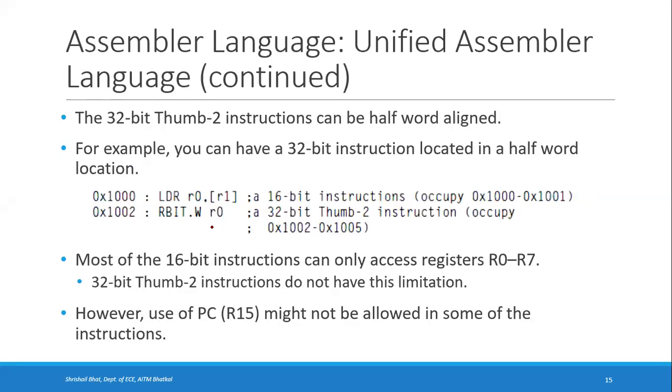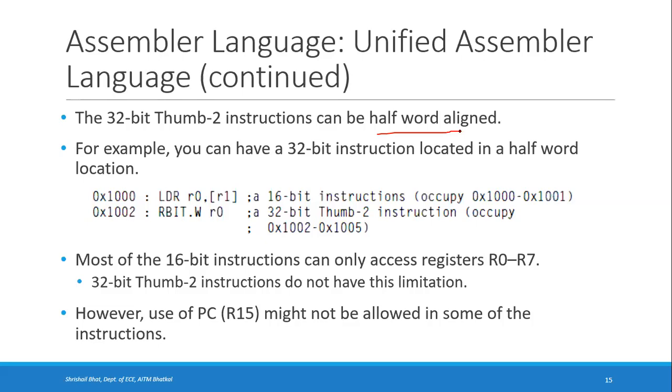Apart from that, the 32-bit Thumb-2 instructions can be half word aligned. What do you mean by half word aligned? One word in ARM processors is 32 bits, so when you write an instruction, it occupies 32 bits. Normally instructions are word aligned, in the sense they are at memory locations whose address is a multiple of 4. Because each memory location is 8 bits, 32 bits means 4 memory locations.